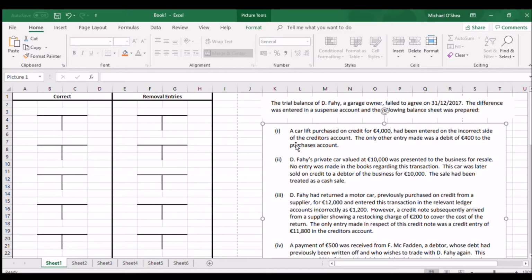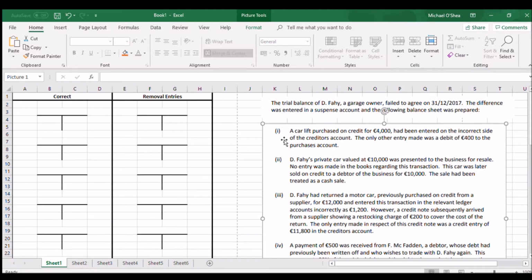The first note is a car lift purchase and credit for 4,000 have been entered on the incorrect side of the creditor's account. We're going to look at that first just to see what the correct transaction should be. A car lift purchase and credit. So a car lift, what does that mean? Well, at the top of the question I've just put in up here, D. Fahy is a garage owner.